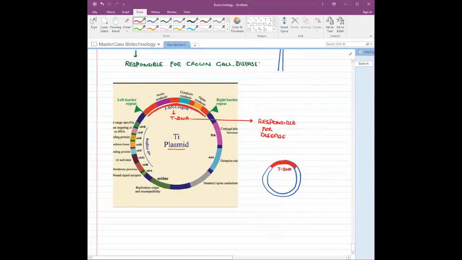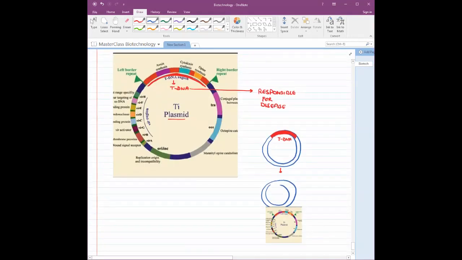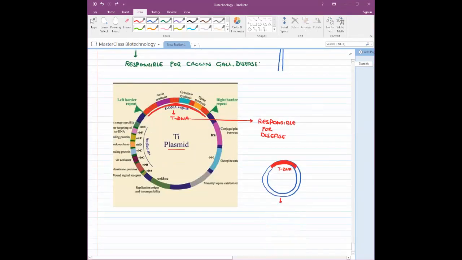And now, if I want to introduce my gene, I am going to take my gene of interest. Let's say I'm talking about the NIF gene. The NIF gene is for nitrogen fixation. Now, what am I going to do is break this from the center. With the help of restriction endonucleases, I'm going to remove a small part of this, and now I am going to insert my NIF gene over here.